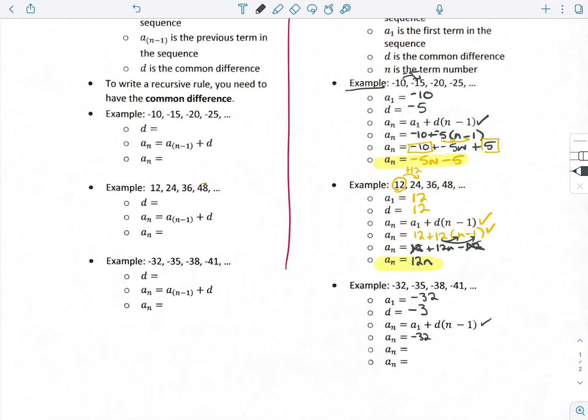Now we're plugging into the formula. That's -32 minus 3 times n minus 1. Let's distribute the -3 so that we end up with -32 minus 3n plus 3. -32 plus 3 is -29. So this is -3n minus 29. And there we have it.